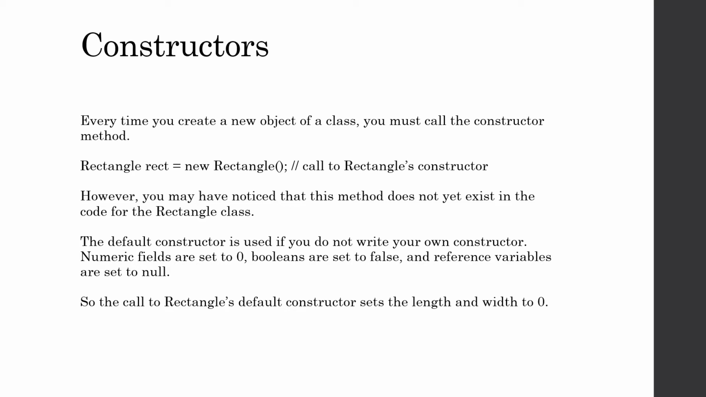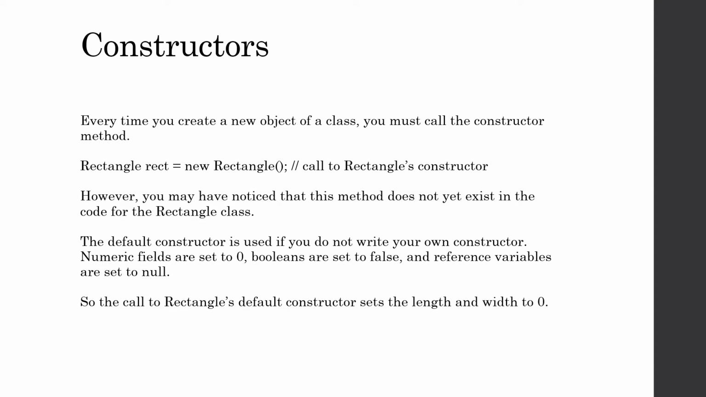So you may have noticed that this method does not yet exist in the code for the Rectangle class. What's actually going on here is that right now, because we have not explicitly written our own custom constructor method, we are instead going to use what is known as the default constructor. The default constructor is going to be used if you do not write your own constructor.